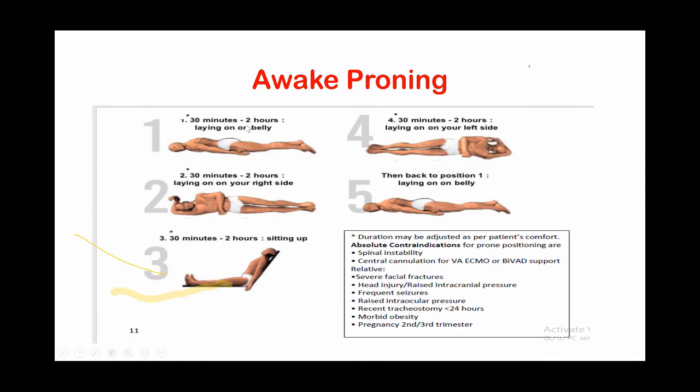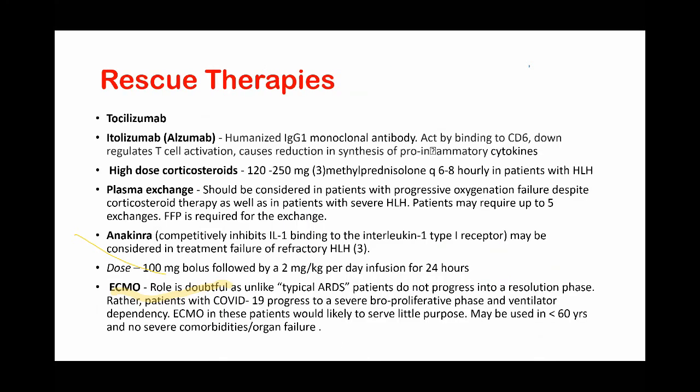Now, how does it start? Basically 30 minutes to 2 hours on the belly, 30 minutes to 2 or 3 hours on one side, again 30 minutes to 3 hours on the other side. And again go back to position 1, and 30 minutes to 2 hours while sitting up. Now don't do awake proning if you have an unconscious patient, or you have seizures, or you have a raised ICP, or you have morbid obesity. But otherwise, if you need oxygen or you need steroids, we start awake proning. Along with that, we give the patient this chart and tell them to perform these maneuvers while on the bed.